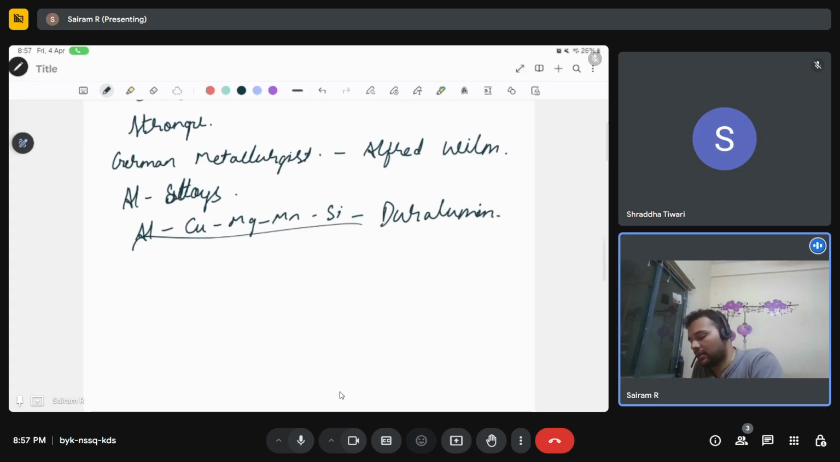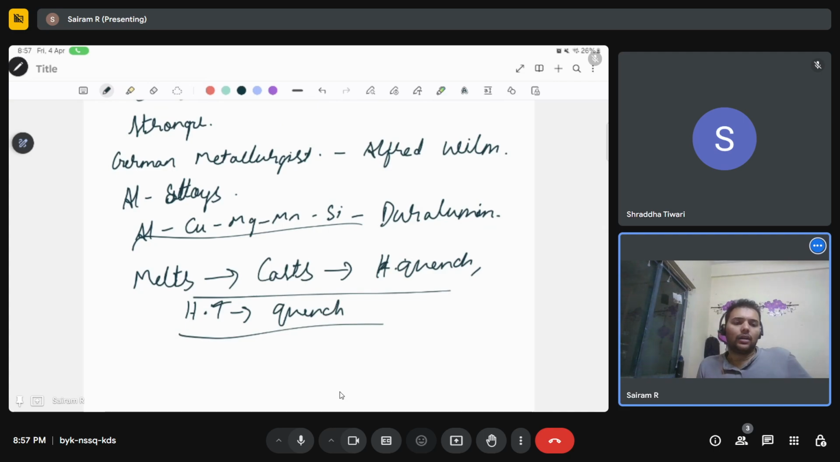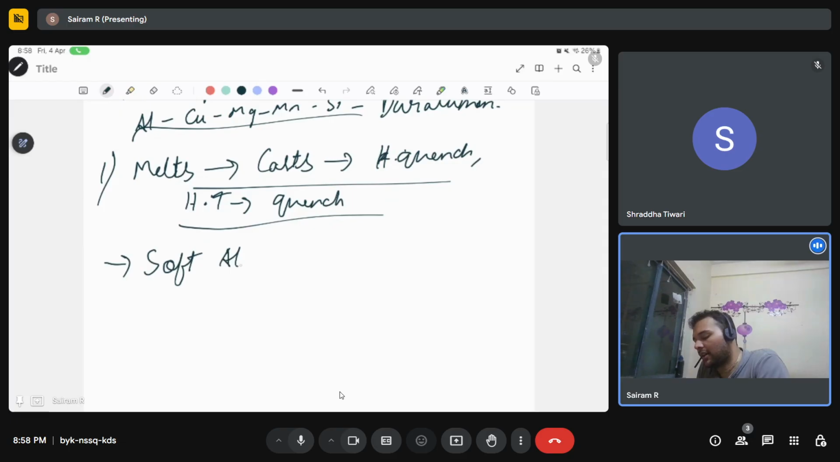He melts it, and then he casts it, heat treats it, quenches it, heat treats it again, quenches it again. He does everything, and then is he able to form a hardened, much more strengthened aluminum alloy? Whatever he gets through this, let's say this is the first trial, he still has a soft aluminum alloy.